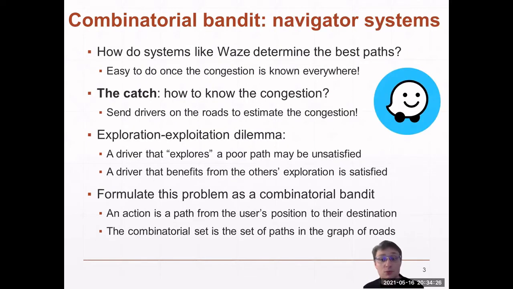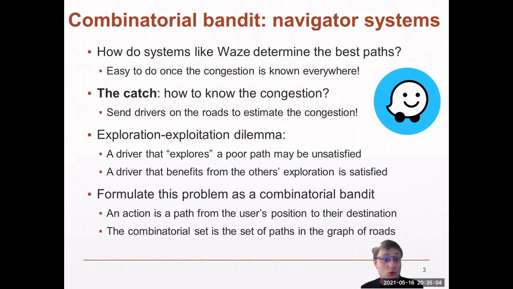More specifically, I will present the combinatorial bandits with the example of navigator systems. So for example, Waze. How do such systems determine the best path for you to take from home to work? This problem is really easy once you know the congestion everywhere on the road network. However, that's really the catch. How do you know this congestion? You don't really have a lot of sensors to get this congestion. So what you have to do is to send drivers on the roads and to measure the time that they take to traverse a given road to estimate the congestion.